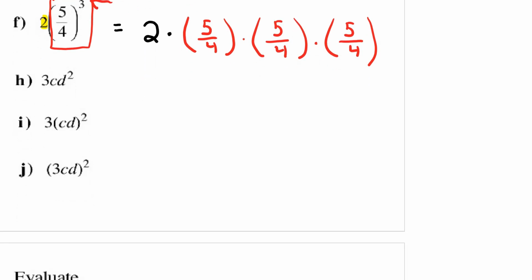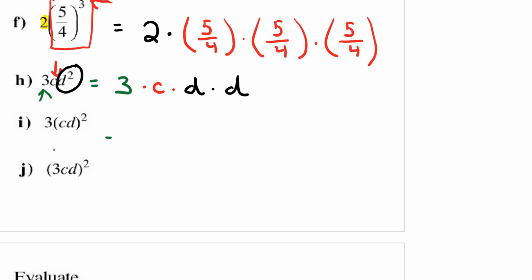Okay, so same idea with letter H. I have a coefficient of 3, so the 3 can remain. And then I have the letter C, so the C can be multiplied. And then finally, I have d to the power 2, right? So I can write that as a repeated multiplication there. So 3 times c times d times d.